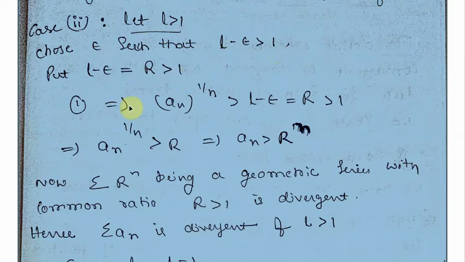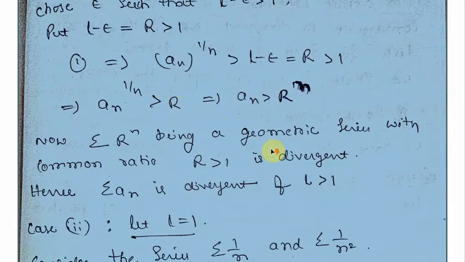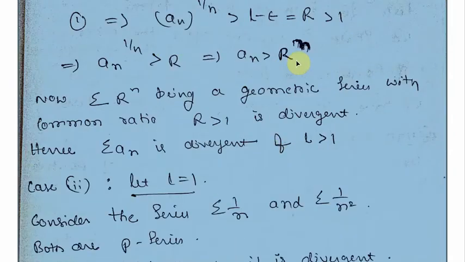Now by inequality 1, an all to the power 1 by n is greater than L minus epsilon. And L minus epsilon is equal to R and R is greater than 1. This implies an all to the power 1 by n is greater than R, which implies an is greater than R to the power n. Now see the series in the RHS, that is sigma R power n, being a geometric series with the common ratio R which is greater than 1 is divergent.